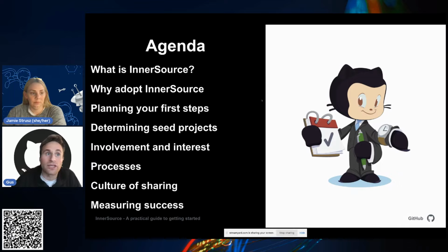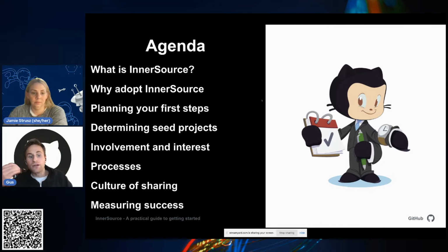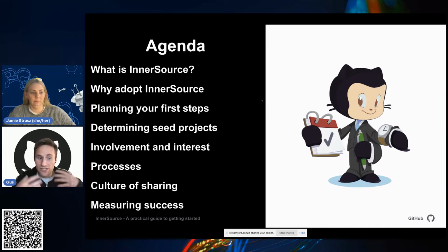And then we'll look into planning your first step. So what do you need to do to get things off the ground? And what do you need to be thinking about first? And then how we should determine our seed project. So the first project we're going to do. Then we'll look at getting the involvement, the interest, getting the buy-in from everybody, and then the processes you're actually going to be putting in place to drive this thing forward. And these are all very much intertwined with one another and very important there.